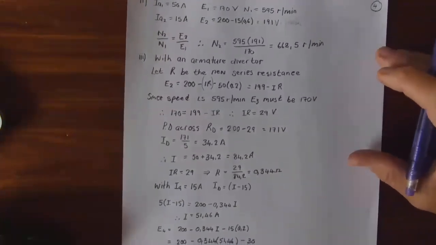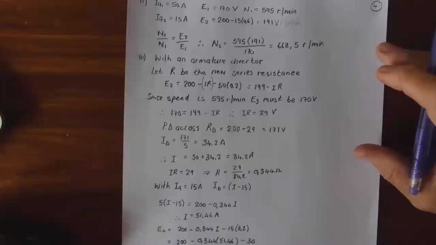Now with an armature diverter, let R be the new series resistance. Therefore, E2 is 200 minus 50 times 0.02, which is 199, minus IR. Since the speed is 595, E3 must be 170 volts. So 170 is equal to 199 minus IR, and therefore we find that IR is 29 volts. Now the voltage drop across the diverter is 200 minus 29. That gives us 171 volt.